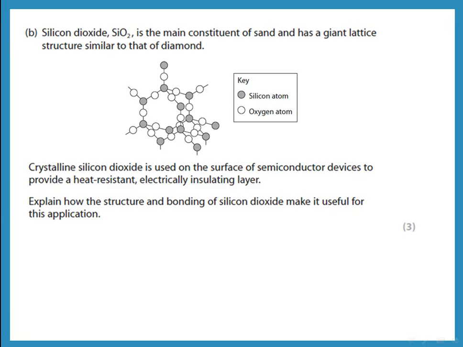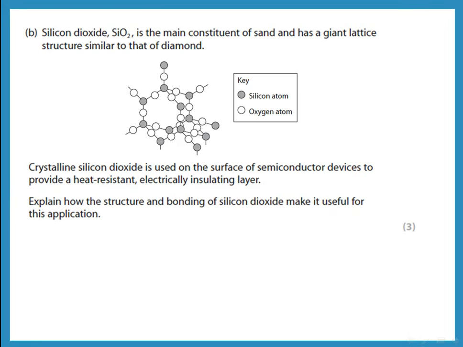Okay, this is a question about silicon dioxide, and you should remember that silicon dioxide has a giant three-dimensional structure that is similar to that of diamond. Now, crystalline silicon dioxide is used on the surface of semiconductor devices to provide heat resistance and electrical insulation. So he's telling me this compound is heat resistant. Heat resistant means its melting point is very, very high. If I heat it, it doesn't melt.